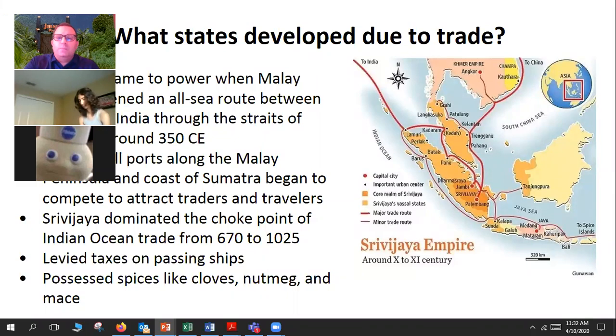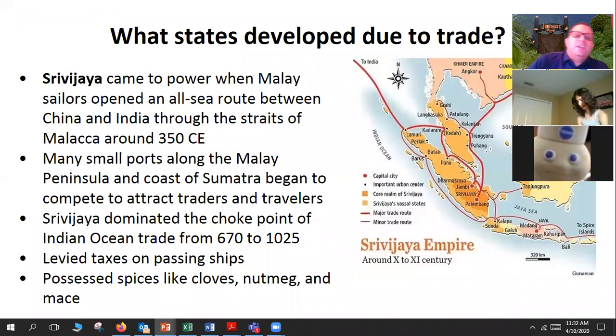Okay, so our next group of trading states is the Srivijaya Empire. Now, this is Southeast Asia. This is where Malacca is. So this is a little bit southeast of China.